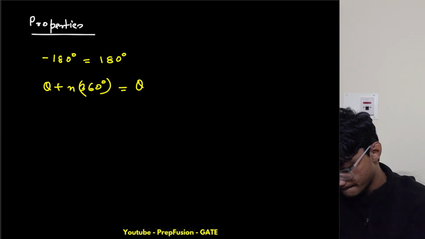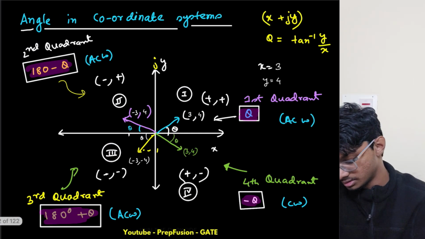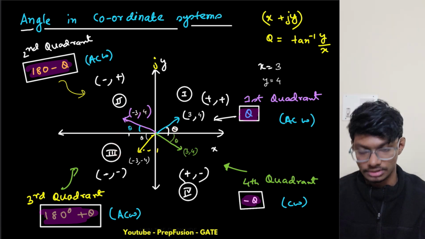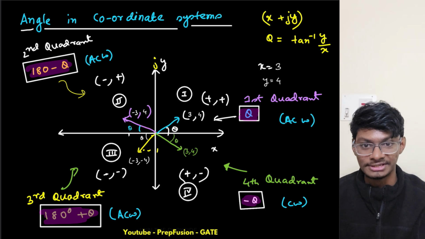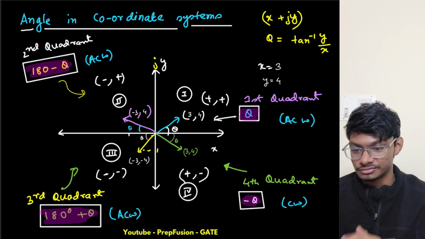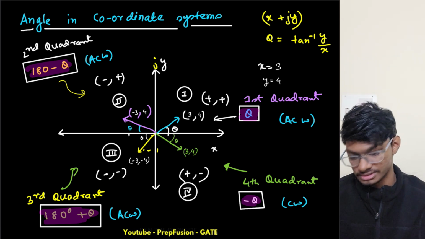N can be any integer, negative or positive, it doesn't matter, because you are just rotating a full circle. However many circles you rotate, you come back to the same place again. Just like you rotate around your home, right? You rotate throughout the whole lawn and you come back to the same place, just like that.